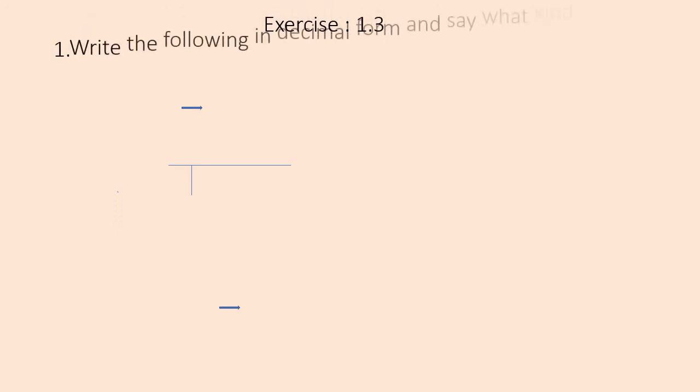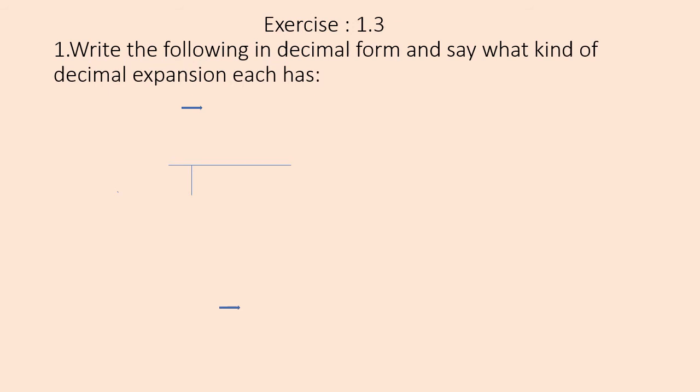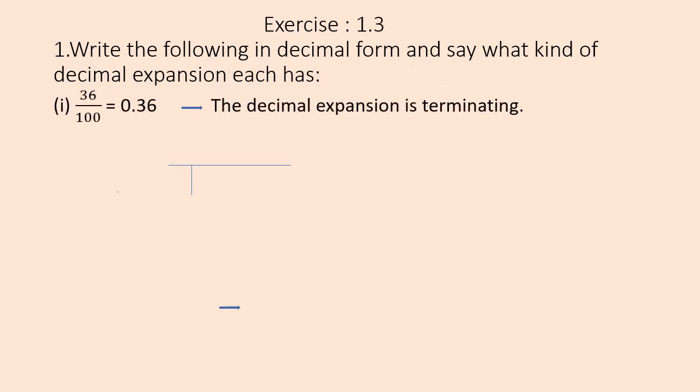Moving to exercise 1.3, question number 1. Write the following in decimal form and say what kind of decimal expansion each has. In that, question number 1, 36 upon 100. Here, the denominator 100 is a multiple of 10. When you are doing the division by 100, it is easy to write it in decimal form. Since 100 has two zeros, the decimal expansion will have two decimal places. So 36 upon 100, you can write it as 0.36. That is, the decimal expansion is terminating.